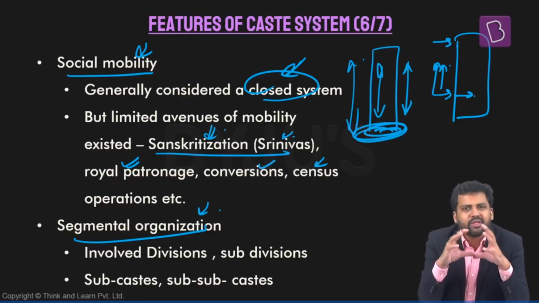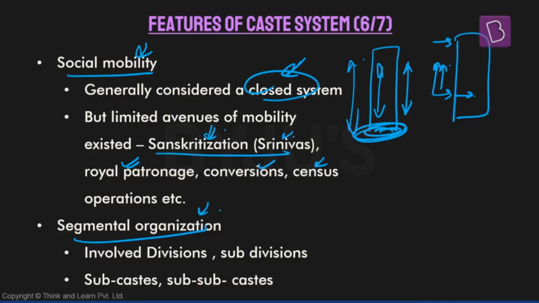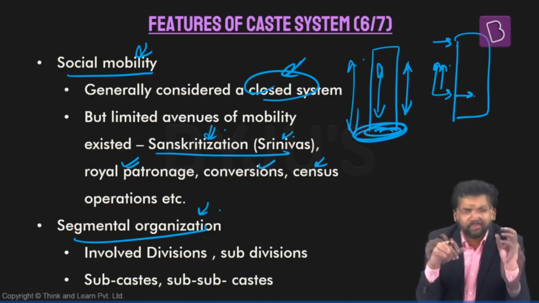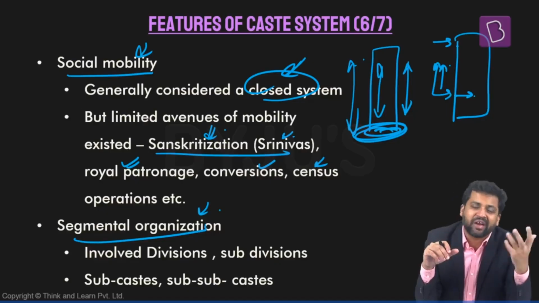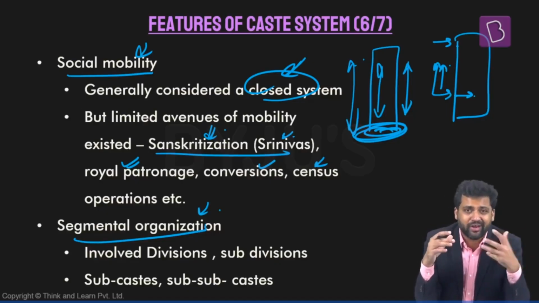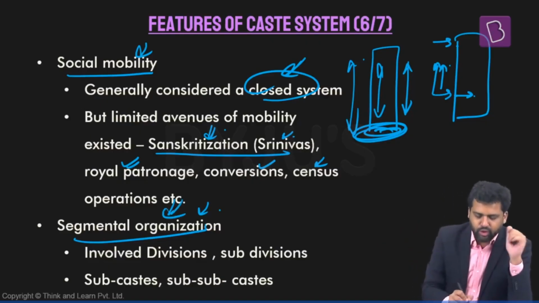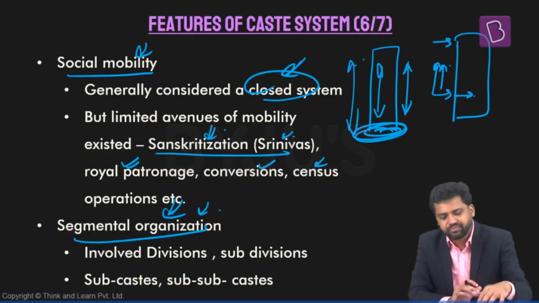So, for example, society might be divided into Brahmins, Kshatriyas, Vaishyas, Shudras. Within Brahmins, again, there might be subcastes here. Different kinds of Brahmins can be there. Among Kshatriyas, also different kinds of Kshatriyas can be there, which can be further divided into components. So society is divided into segments.